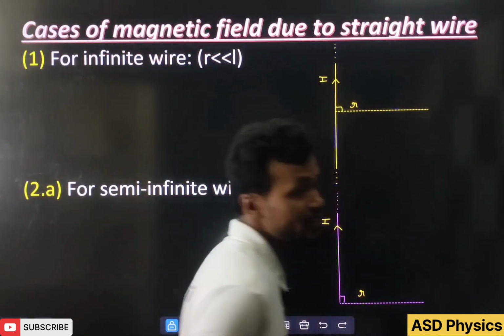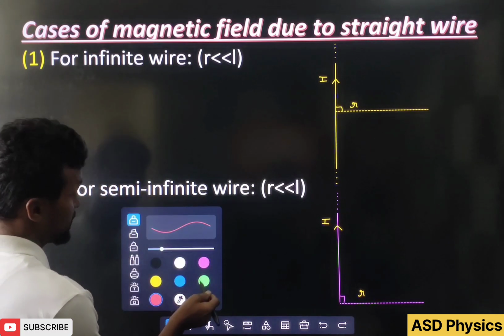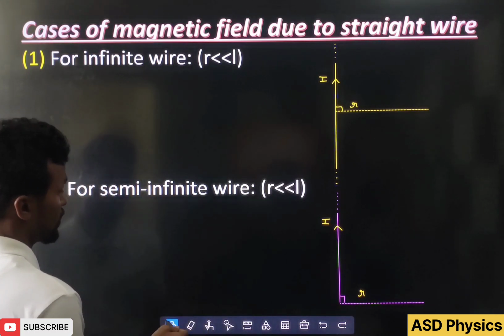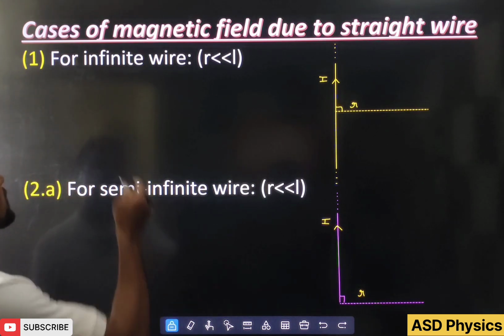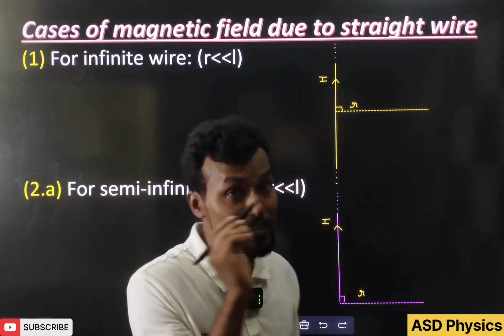Now students, after that we are going to see some cases, because all these things we have learned, but we have to solve questions also, no? So to solve the questions, we should know all this. So see here, cases of magnetic field due to a straight wire.